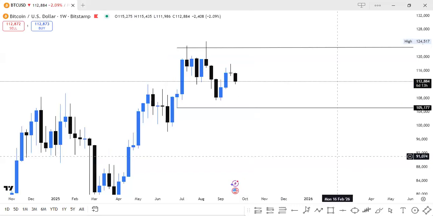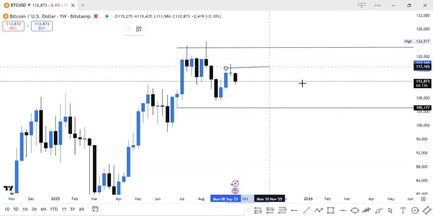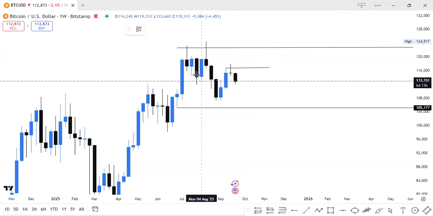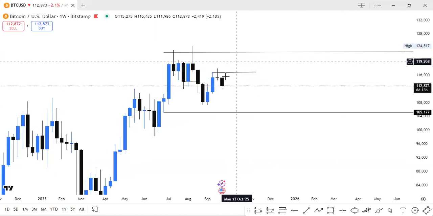Clearly on the weekly time frame, I can see the weekly raid, and then price was able to close below previous demand, which gives us what? A confirmation that price has aligned bearish. Now, price aligning bearish from this level means what? We can look for sell opportunities from where BTC USD is.